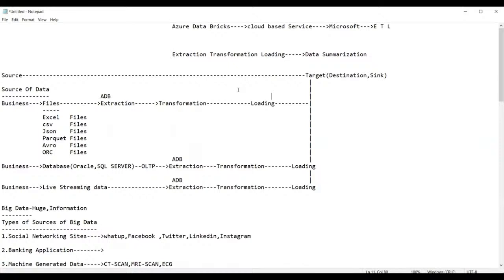Basically, using this ADB, you can design. It is mainly focused on data visualization. That means visualization in the sense of performing analysis on the data, etc.